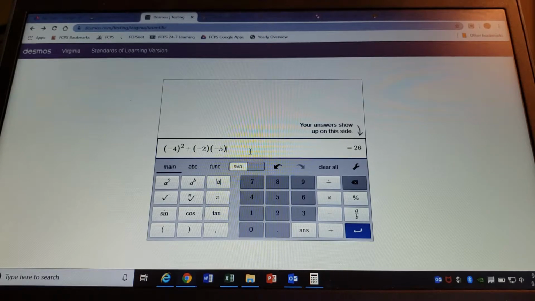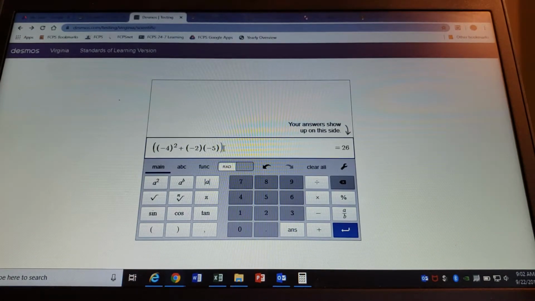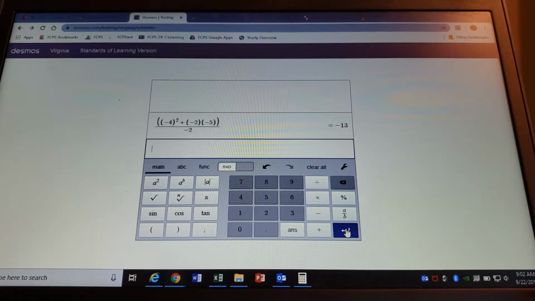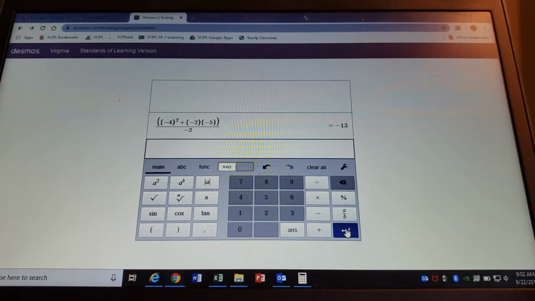All of this goes on the top, so I'm going to come back to the beginning and put another parentheses in the front because I want this to be all one group. Do you see how all of this stays together? Now I'm going to come back to the end and divide this entire thing by -2. Hit enter and you can see that our answer is -13, which was the same thing that we had on our paper.